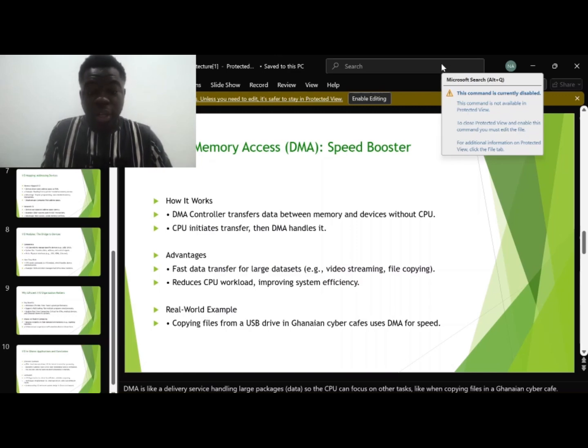Okay. An example is copying files from a USB in a Ghana cafe, which uses direct memory access for speed. Yes. When I'm transferring a file from a USB onto the RAM or the memory, you need direct memory access. It's direct memory access that does the transferring, not the CPU.